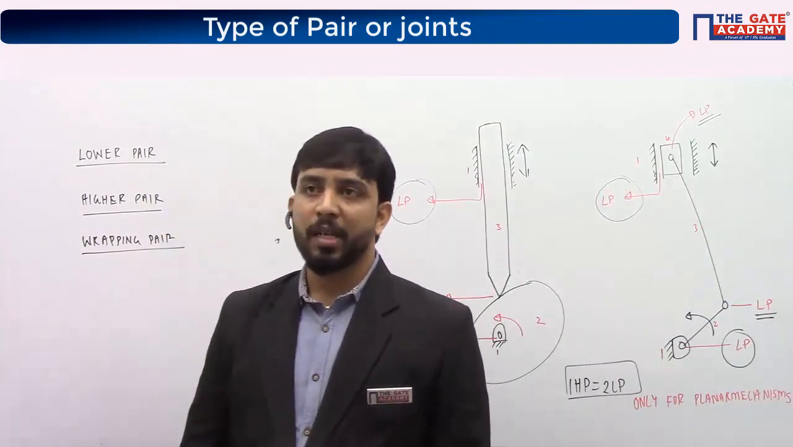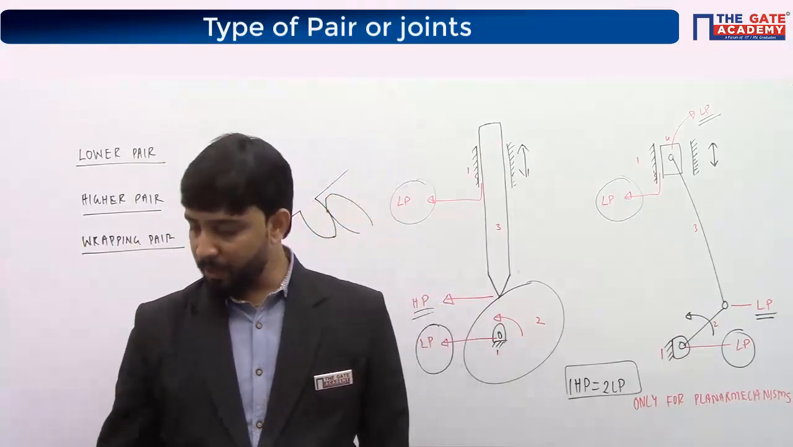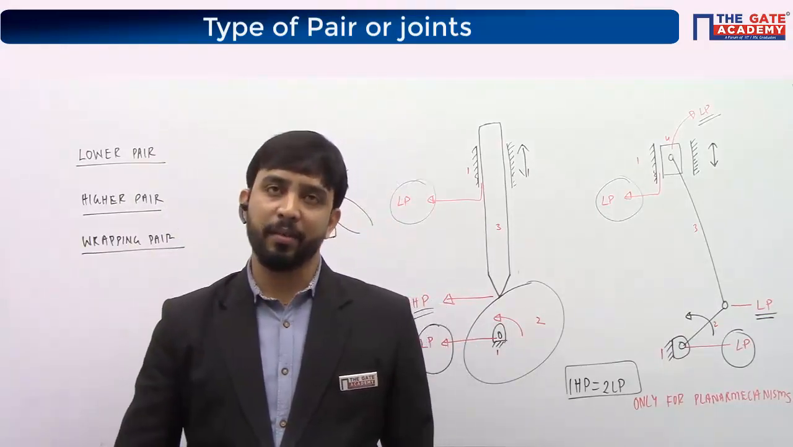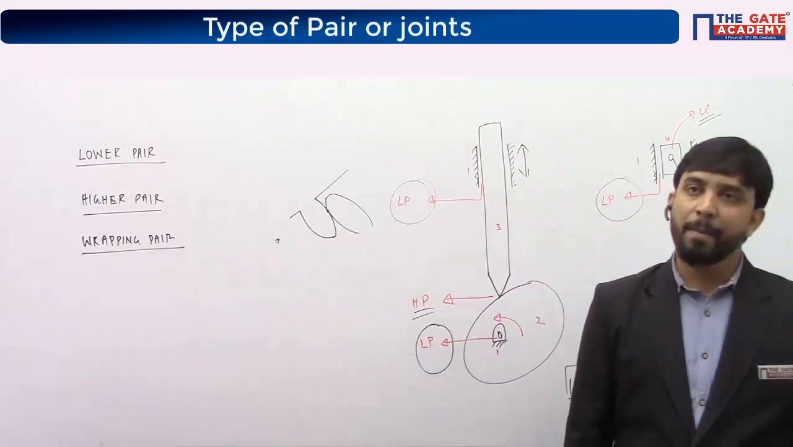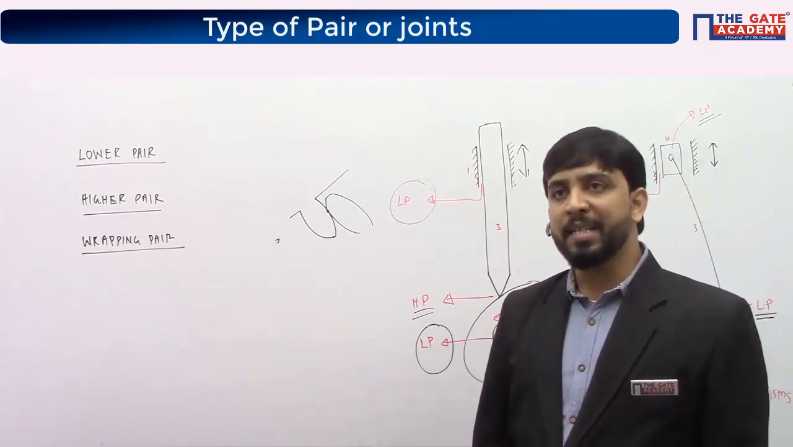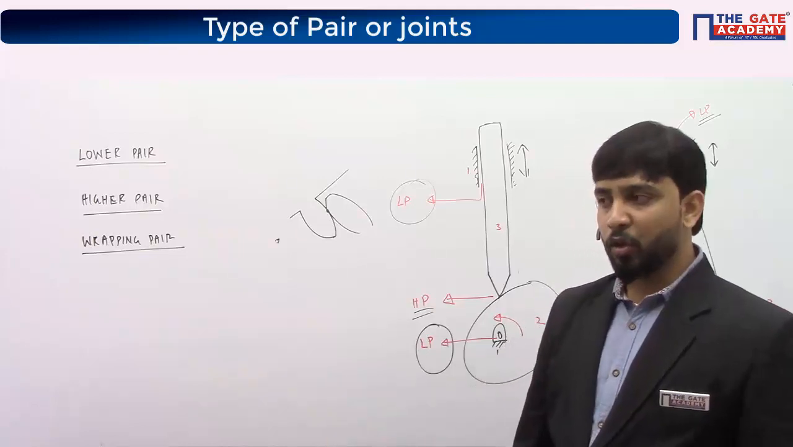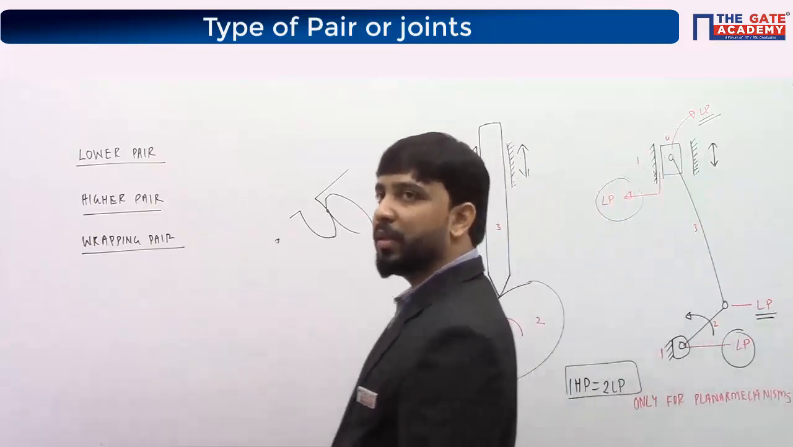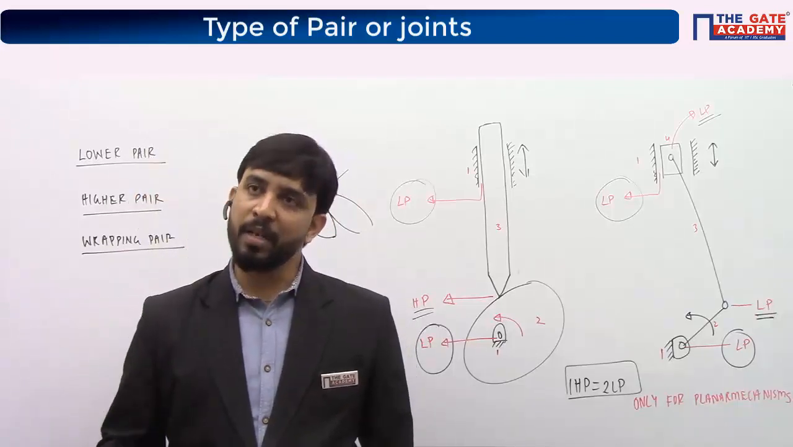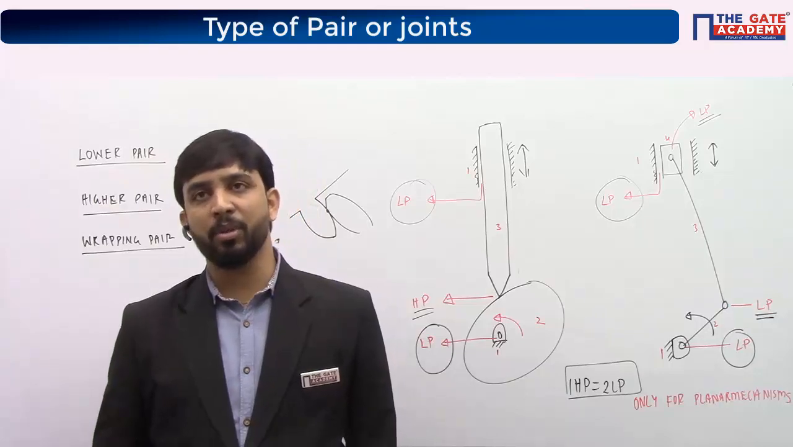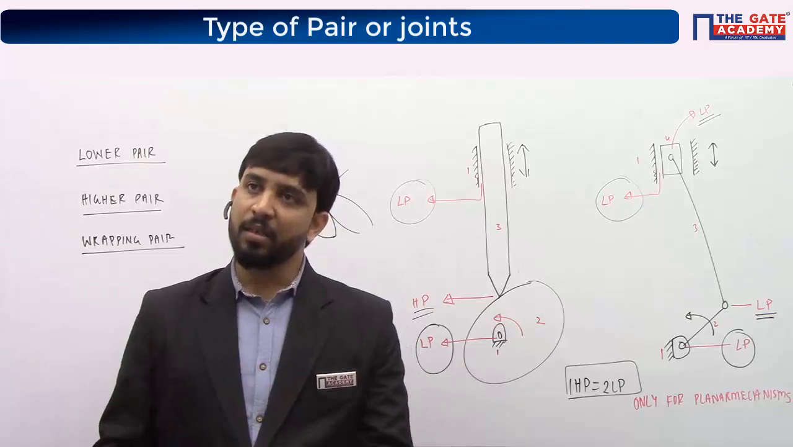Wrapping pair. You can see the name itself, it's wrapping. One link wraps over the other link, okay? Example, belt drives, belt wraps over the pulley. Rope drives, rope wraps over the pulley. Chain drives, chain and sprocket. Chain and sprocket, belt and pulley or rope and pulley. These are all wrapping pairs. Only this kind of categories fall under wrapping pair.